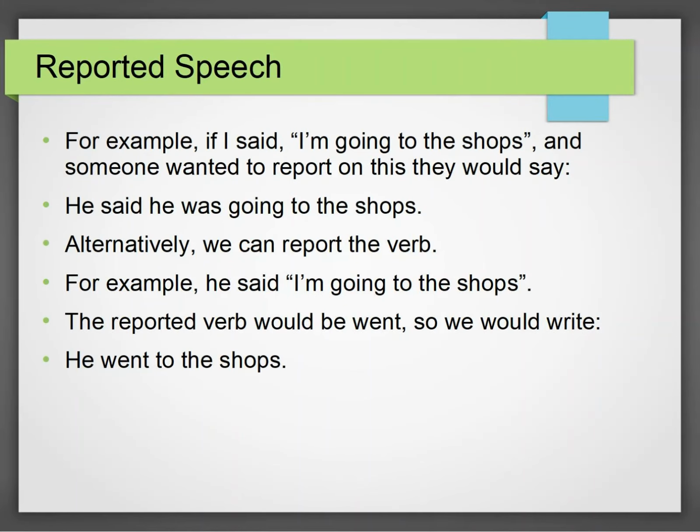So just some examples for you. If I said I'm going to the shops and somebody wanted to report what I'd said, okay, they could say he said he was going to the shops. Alternatively, they can report on the verb. For example, he said I'm going to the shops, okay. The reported verb would be went, so we would write he went to the shops. There are a variety of different ways that we can change that around depending on how we want to say it, depending on what meaning we want to convey, depending on what word we want to emphasize.